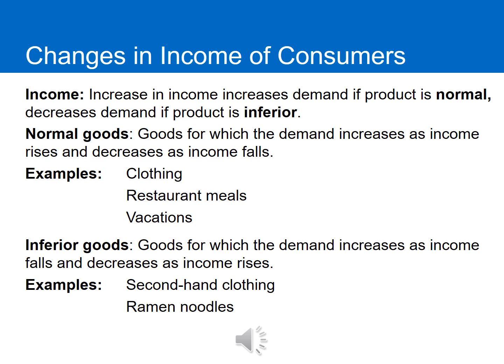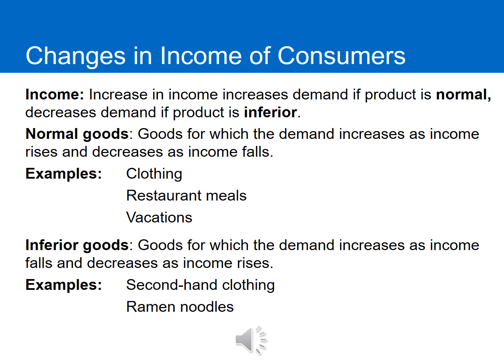The first variable that shifts the demand curve that we're going to look at is changes in the income of consumers. So, an increase in income will increase the demand for a good if the product is normal, and will decrease the demand if the product is inferior. Some examples of normal goods are clothing, restaurant meals, vacations. As you earn more money, as your income increases, your demand for those goods is going to increase. This is pretty much every good out there. Most goods fall under the category of normal goods, hence the name normal goods.